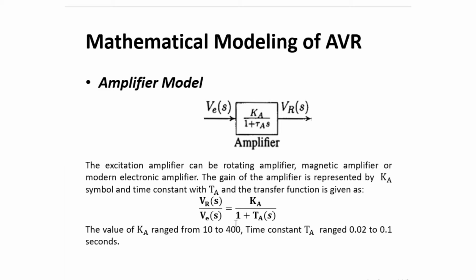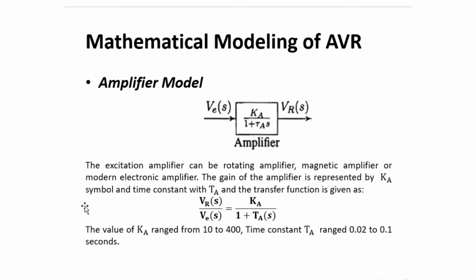As we know, the excitation amplifier is a rotating amplifier, which can be a magnetic amplifier or a modern electronic amplifier. In all cases, the gain of the amplifier is represented by Ka, and the time constant is represented by Ta. Therefore the transfer function is written as Ka over 1 plus Ta s, where Ta is the time constant. The values of Ka range from 10 to 400, and the time constant Ta ranges from 0.02 to 0.1 seconds.